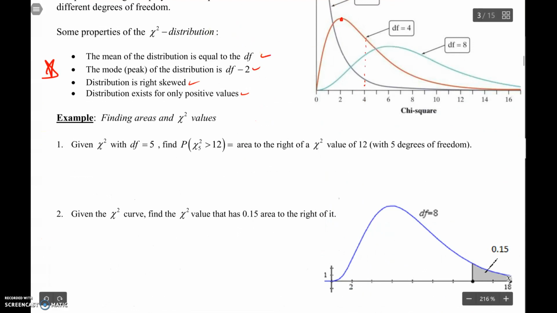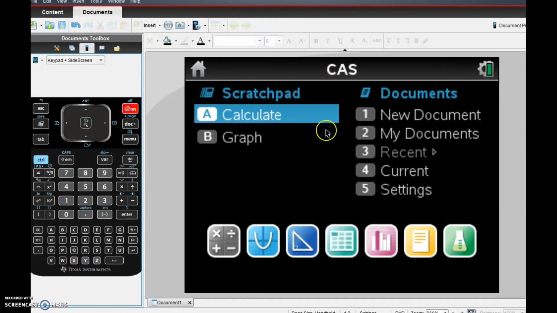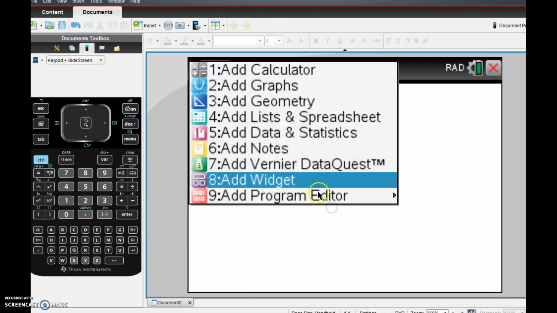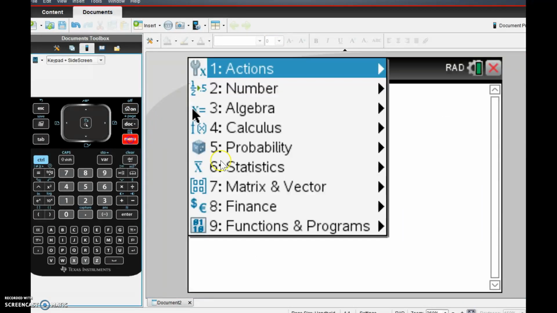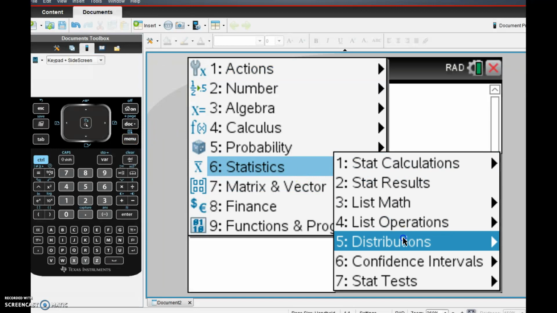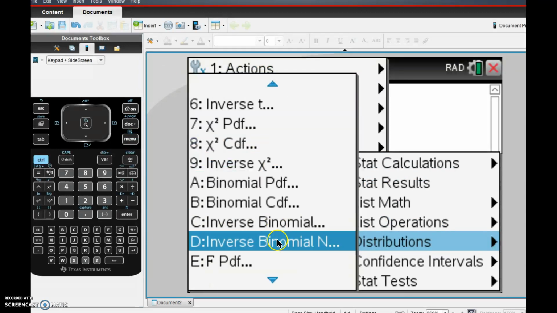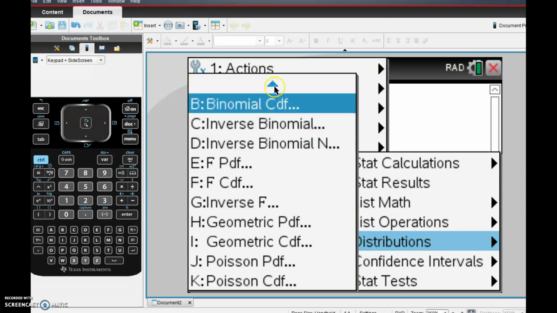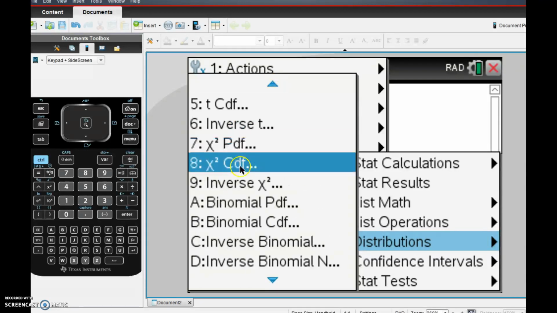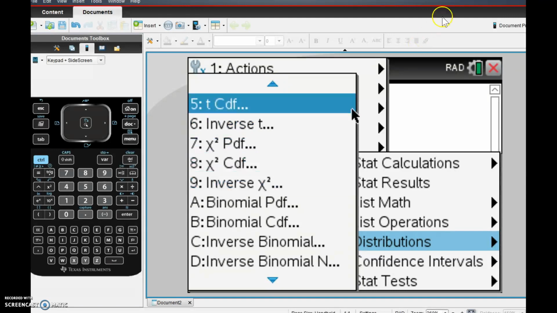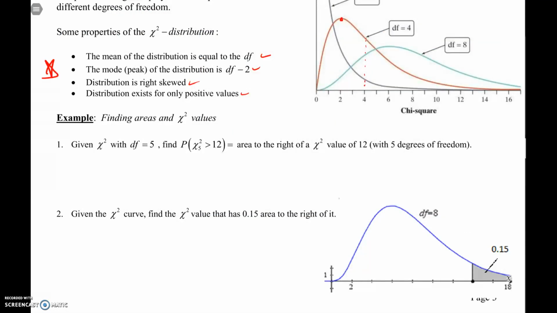All right, so we aren't going to graph these things in our class. However, I would expect you guys to use your menu, statistics, distributions. I do expect, just like you use the normal CDF and inverse normal and T-CDF and all that, I do expect you to use the chi-squared CDF and the inverse chi-squared appropriately.